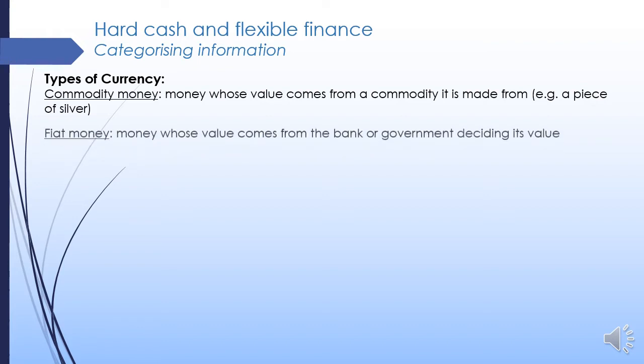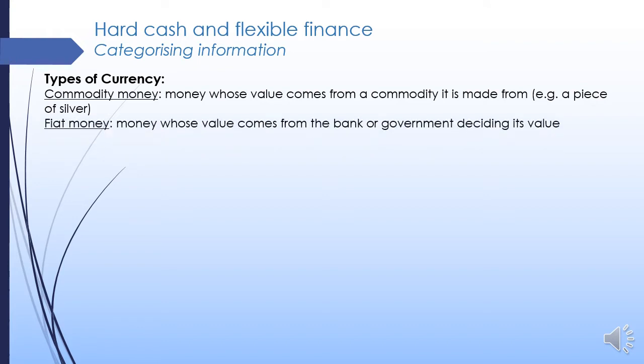Contrast this with fiat money, the money that is prevailing nowadays. That is, the value comes from the bank or the government deciding its value. What gives value to this Iraqi dinar we are holding, or to the dollar that we hold, is that the bank says it is valuable. But in itself, it's just a piece of paper. You can fold it, you can throw it away, you can burn it. But in America, burning the dollar leads you to jail.